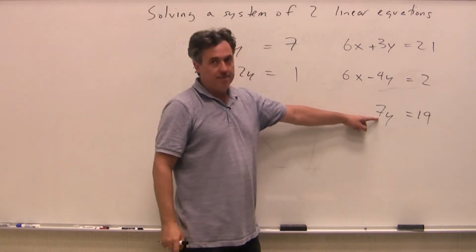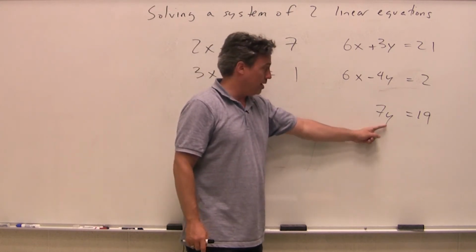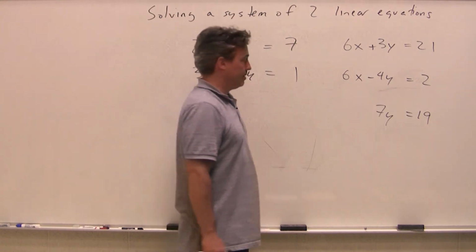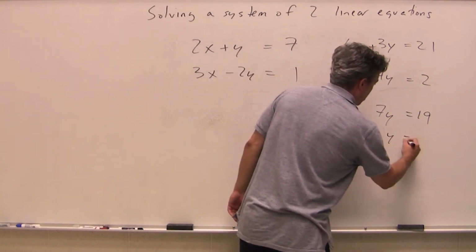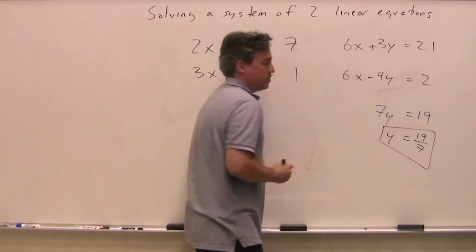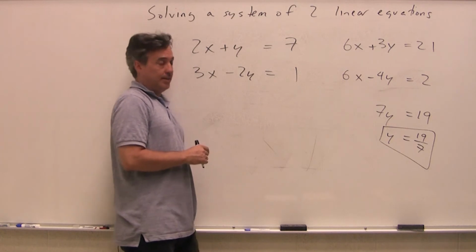This is an amazing advance on what I had before. I just have a single equation and a single unknown. I can solve that immediately. I should divide both sides by 7. I now know what y is. It's 19/7. The only thing left for me to do is to determine x.